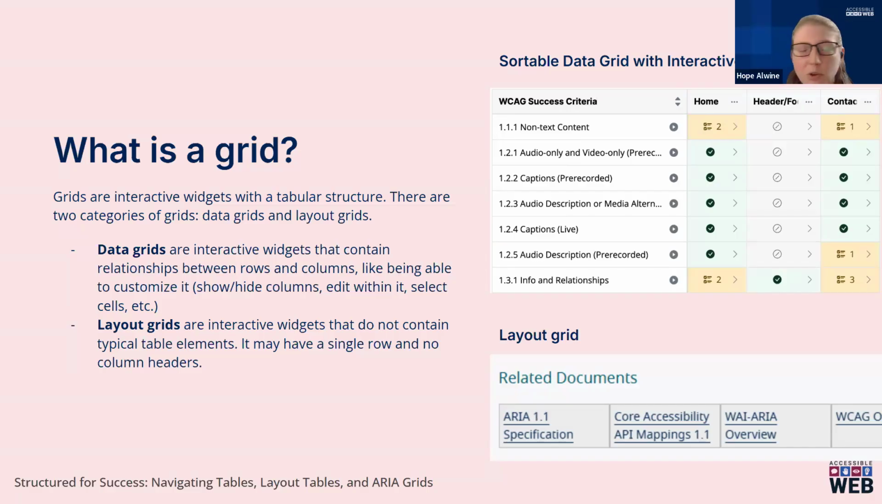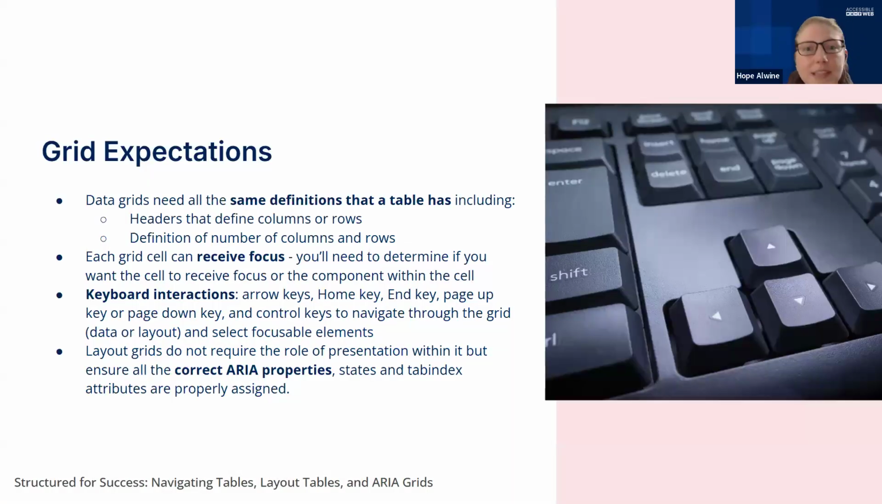So let's now move into what to expect when you're auditing grids. Data grids have the same defining marks as a table, including headers that define columns and rows. It also should have the same defining orientation marks on how many rows and how many columns are present for assistive technology. Another big difference between grids and tables is the ability to receive focus within a grid cell.